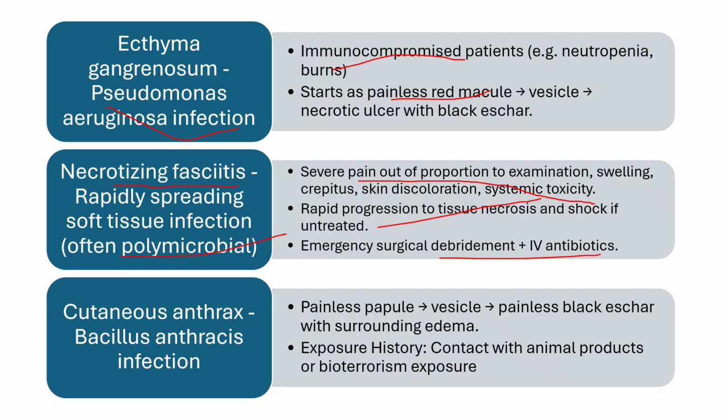So emergency surgical debridement along with IV antibiotics is the treatment of choice. Cutaneous anthrax is again infective, caused by Bacillus anthracis, and you usually have a painful papule, then a vesicle, then again a scar, okay, with surrounding edema. And there is usually exposure history with animal products or bioterrorism exposure because these are called the wool sorters disease, right? Wool sorters, which can cause pulmonary anthrax, and hide potters, which can cause cutaneous anthrax.